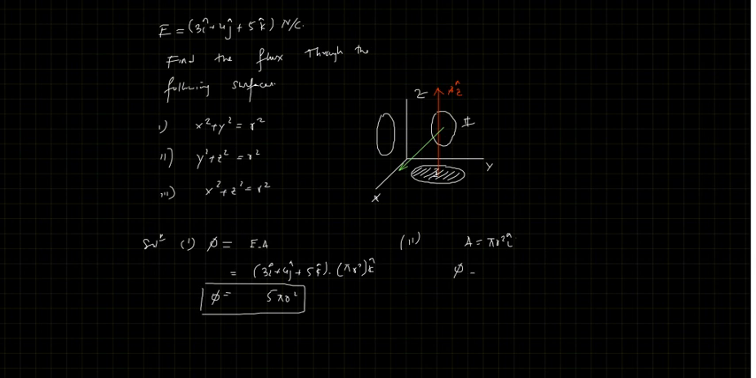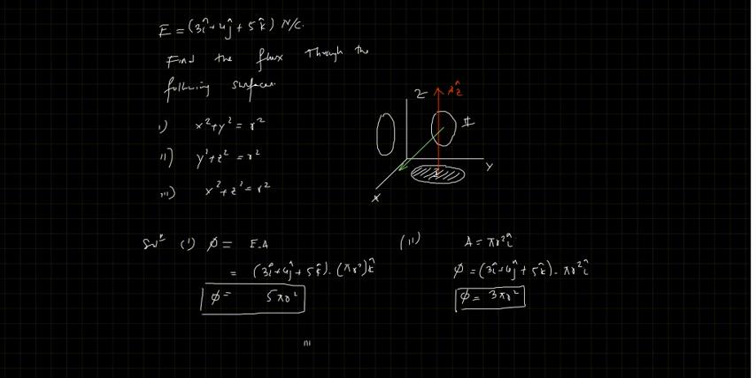So phi would be 3i plus 4j plus 5k dot pi r square i cap. So I should get here 3 pi r square. Phi equals 3 pi r square.